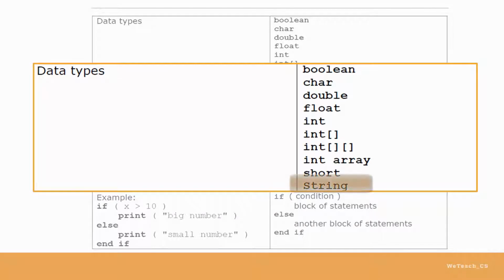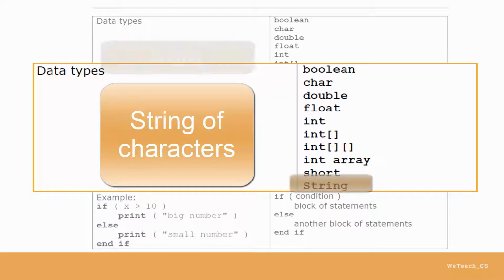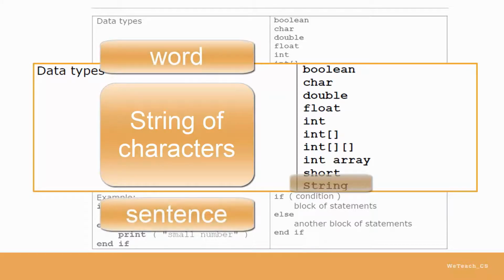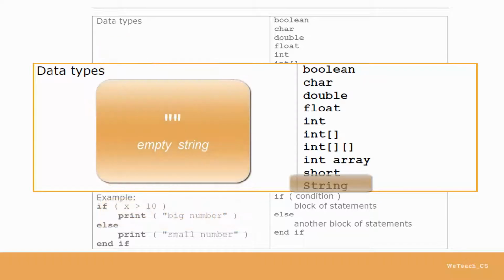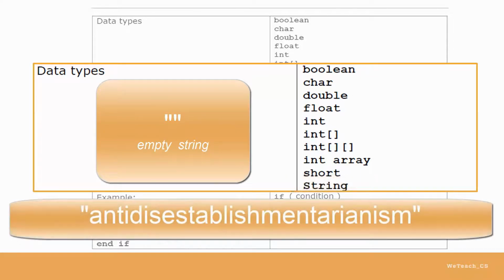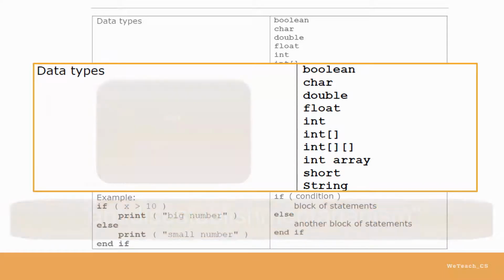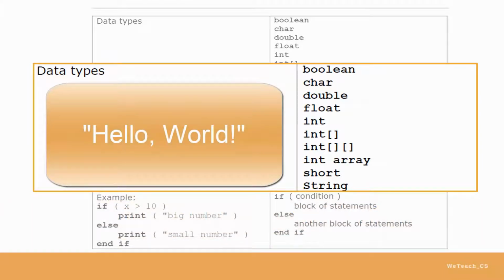Skipping down to the string data type, this is literally a string of characters, or a word, sentence, or any collection of characters all in a row. A string variable can contain anywhere from 0 characters, considered an empty string, or up to 256 characters, the standard limit for many programming languages. Literal string values are always expressed inside a pair of double quotes.